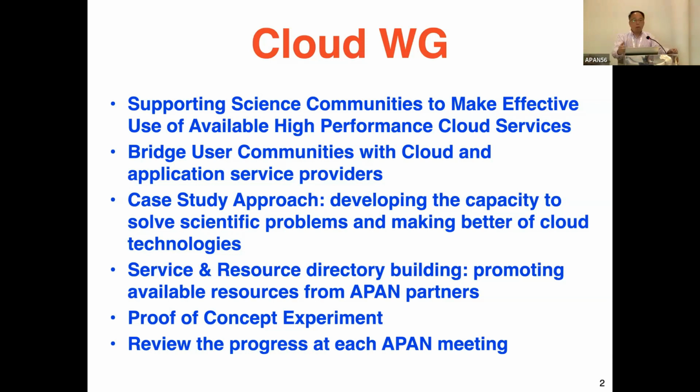And we also support coordination around the requirements of some teams or user communities to develop proof of concept experiments, by coordinating the different resources with the users. So in every APAN meeting, we can review the progress in the past and see how to go in the future. So that's about the plan and also the model of this working group. Of course, your advice is also welcome, so that we can improve the objectives and the collaboration models of this working group.